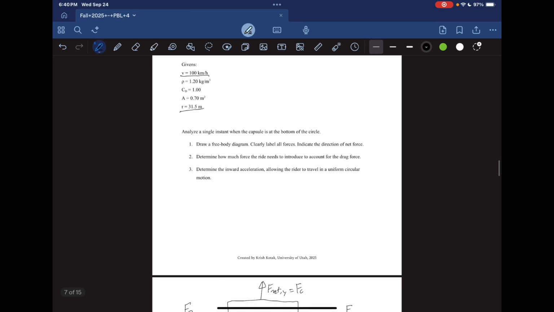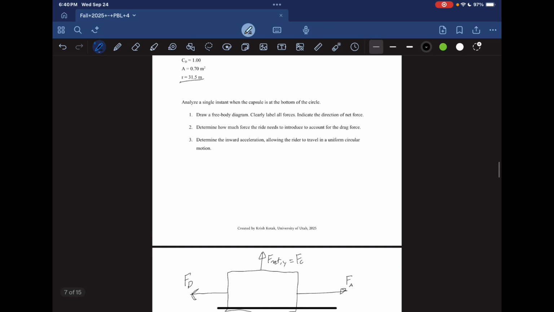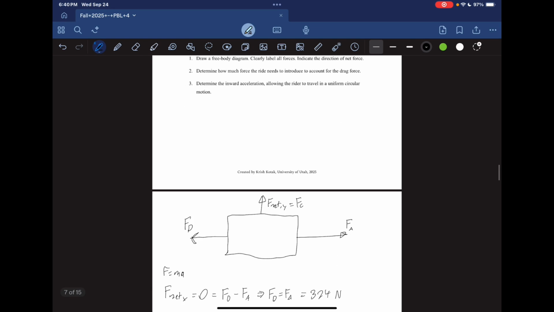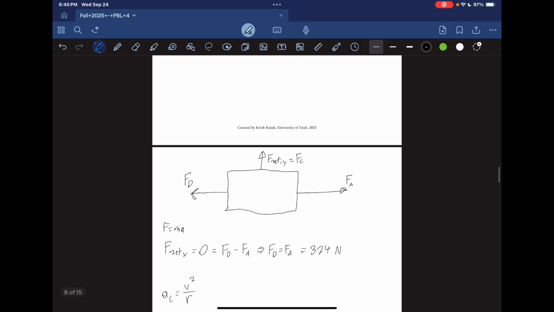So if you do that calculation, let me plug it into the calculator real quick. We have 100 times 100, and then divided by 31.5 is a number that's a little bigger than I expected. Let me double check this real quick.